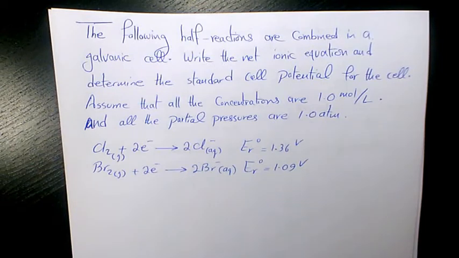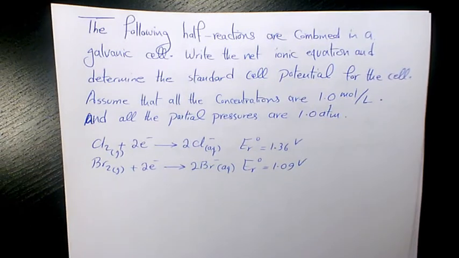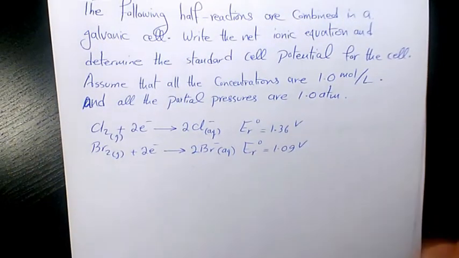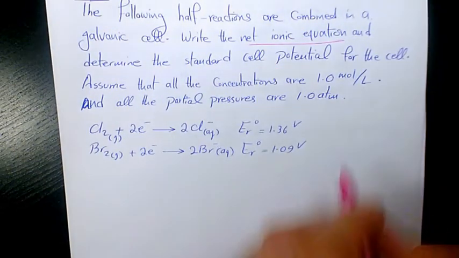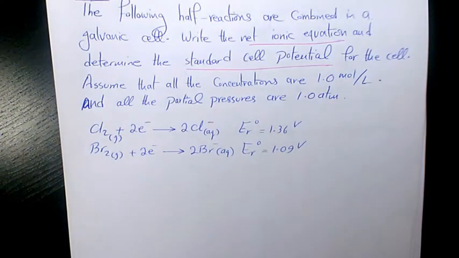The following half reactions are combined in a galvanic cell. Write the net ionic equation and determine the standard cell potential for the cell. Assume that all the concentrations are 1 mole per liter and all the partial pressures are 1 atm. It means that we are dealing with standard situation. So we need to write the net ionic equation and we need to determine the standard cell potential.